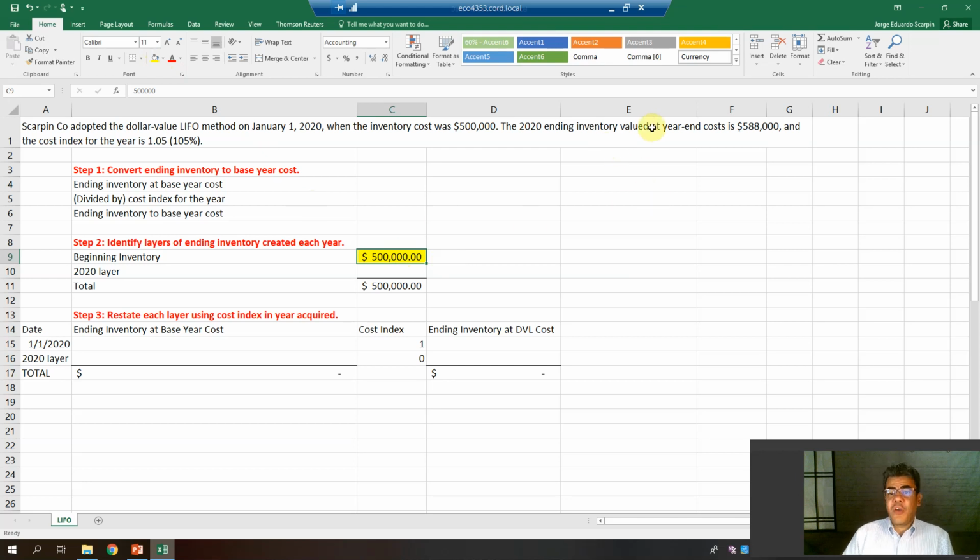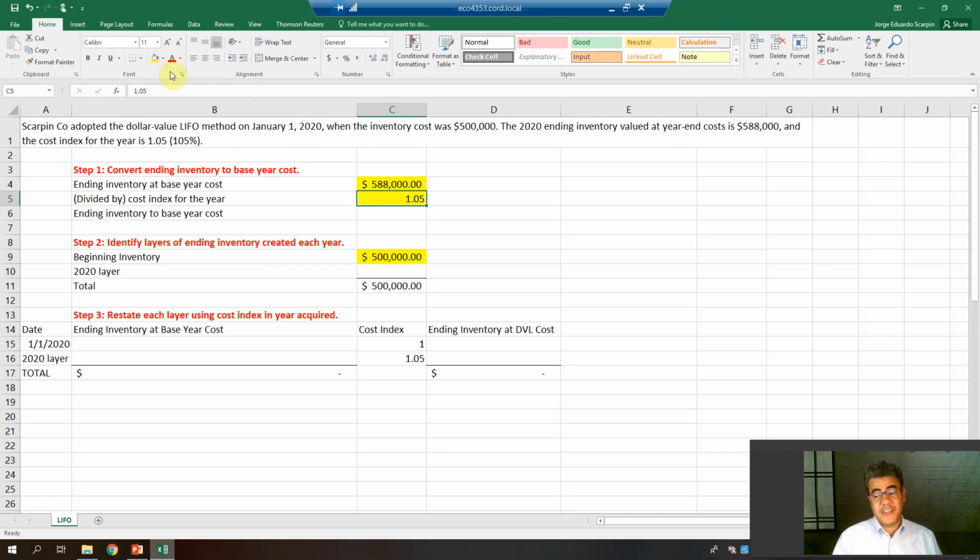The ending inventory value at year-end cost, here FIFO, is 588. And the cost index is 1.05. So here, it's just like we have 5% inflation or 5% rising costs.